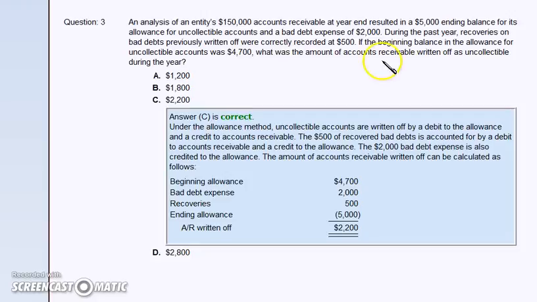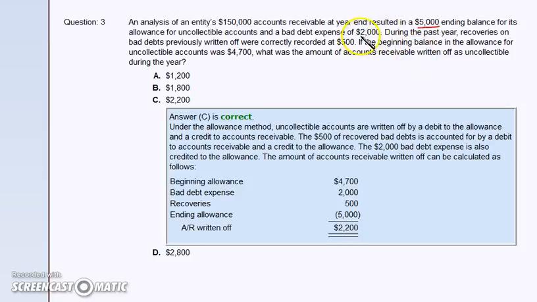Let's discuss the data of this question. This question is saying an analysis of entity's $150,000 accounts receivable at year end resulted in a $5,000 ending balance for its allowance for uncollectible accounts, and bad debt expense is $2,000, right? So basically this question is saying that you are going to have the closing balance of allowance for doubtful debts. We usually call it provision for doubtful debts as well. This is the closing balance of allowance for uncollectible accounts.